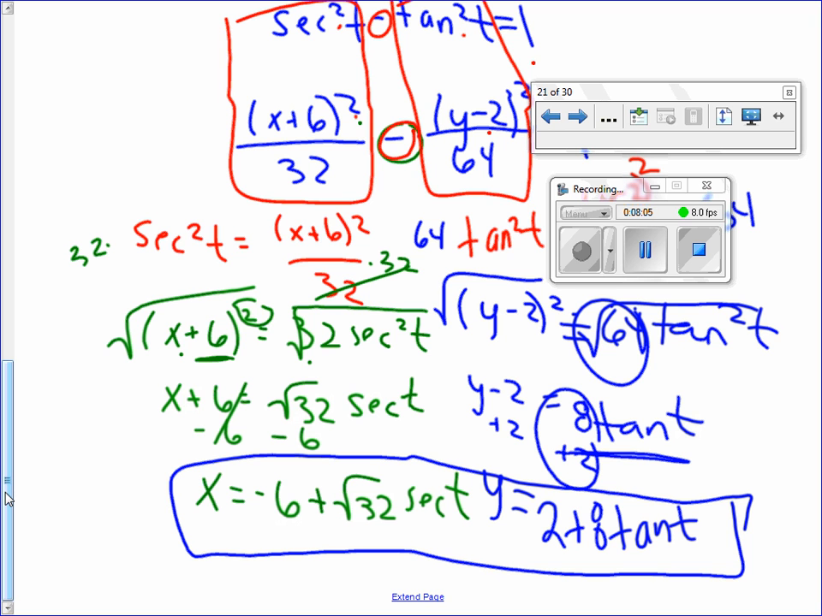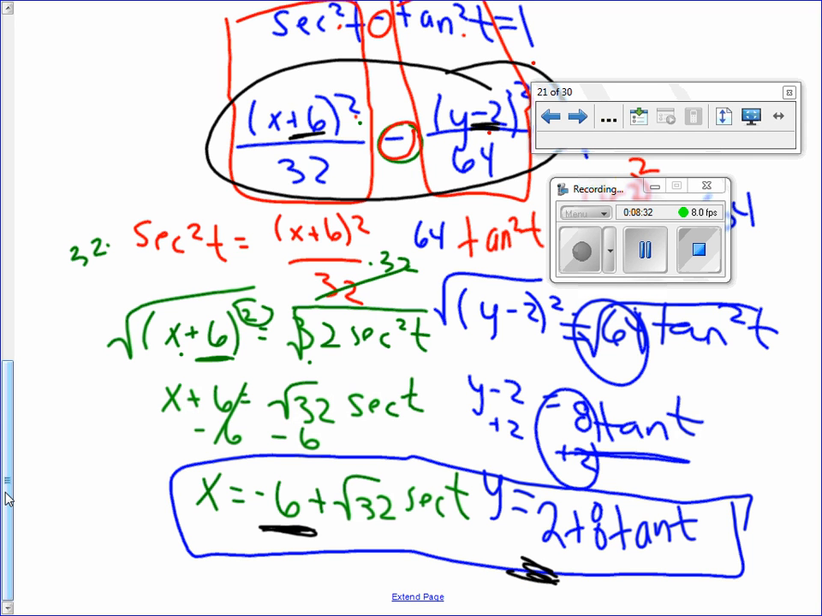Now there is a shortcut here that you can take if you remember this. If you go back up to your standard form, I want you to look at the connections here. The center is at 6, negative 2. The center is the value being added with the sign flip. Sorry, the center is at negative 6, positive 2. And that's why we have a negative 6 here, positive 2 there. And then we have our a and b. A and b are the square roots. So the square root of 32, square root of 32, square root of 64, square root of 64.